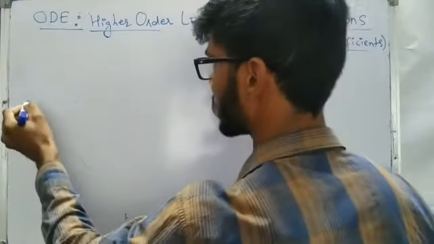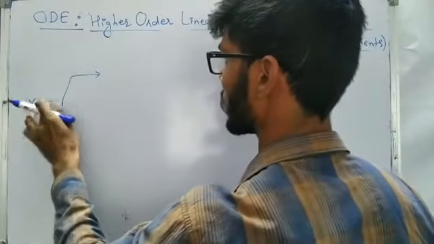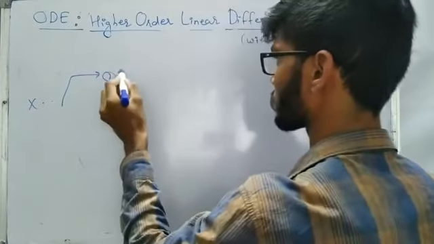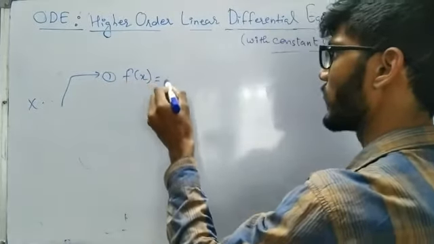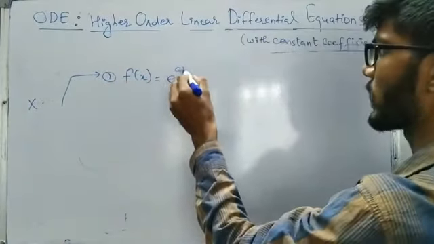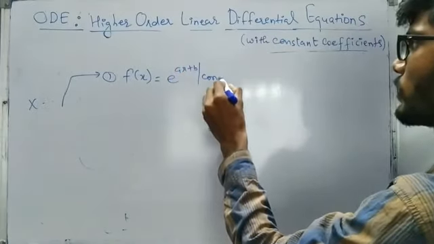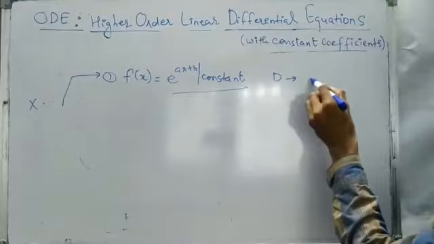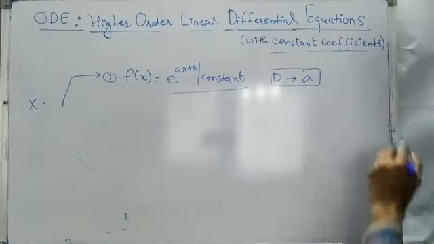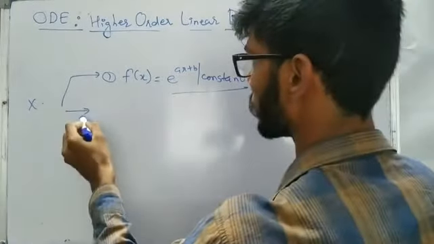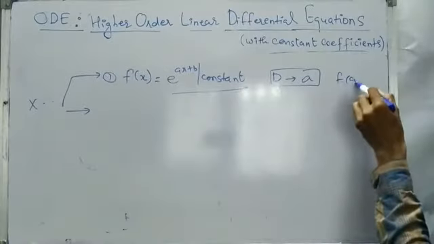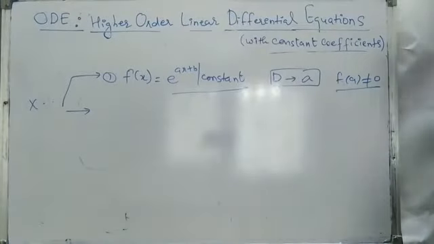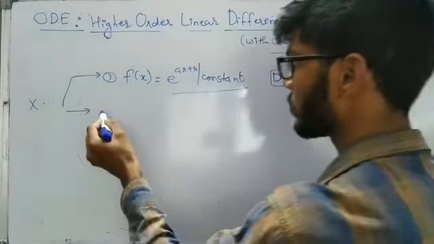So in the first case, capital X was a function of x, and it was nothing but e power ax plus b or a constant. So we are going to replace D by a, right? So that's how we are going to do, and we have to keep in mind that f of a should not be equal to 0. If it is becoming 0, we have to make use of the differentiation property.